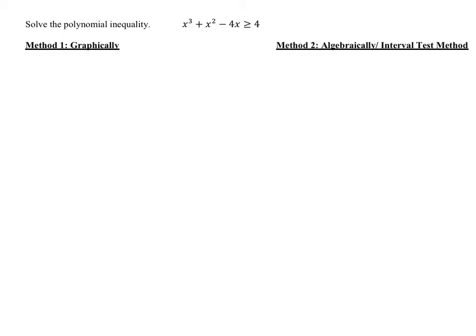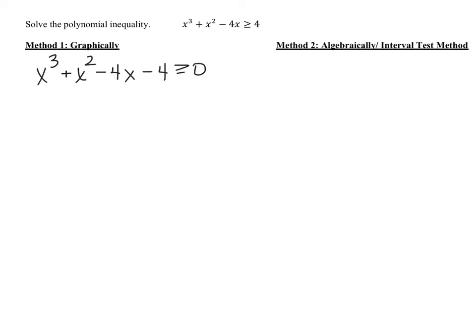Whenever we're starting with a polynomial inequality, we first want to write it as an expression compared to 0. So in this case, that means I would need to subtract 4 from both sides, which would give me x cubed plus x squared minus 4x minus 4 is greater than or equal to 0.